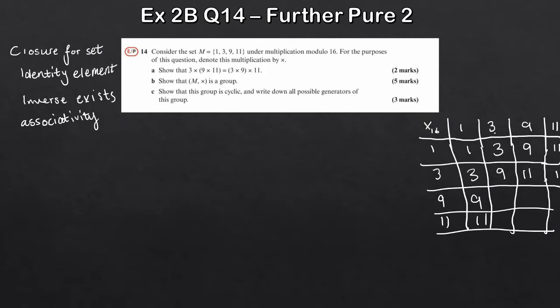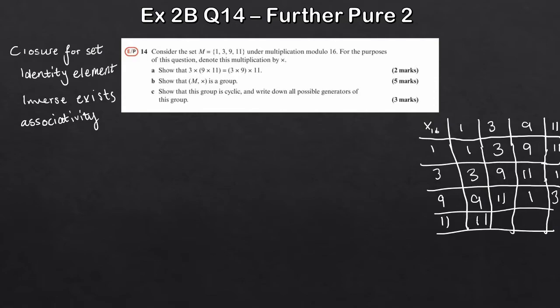That'll be 16, 32. 9 times 3, we've already done that. We've got 11 there, so that'll be 11 as well. 9 times 9, that's 81. You can do 16 times 5 is 80, so that's got to be 1. 9 times 11, 99. Mod 16, that'll just give you 3. So I'm kind of running out of room here at the end, so hopefully you can just about see.